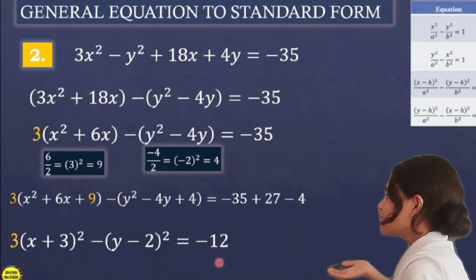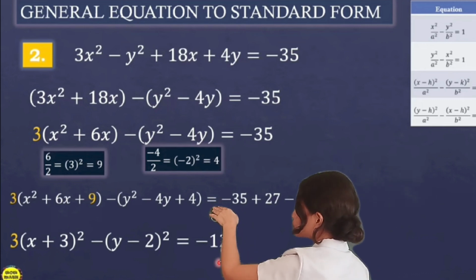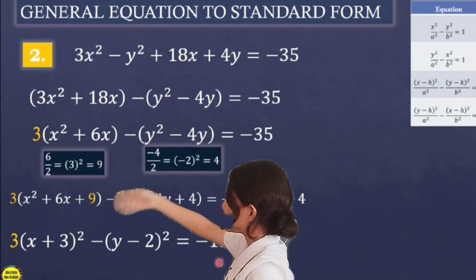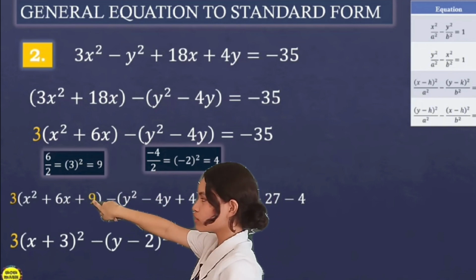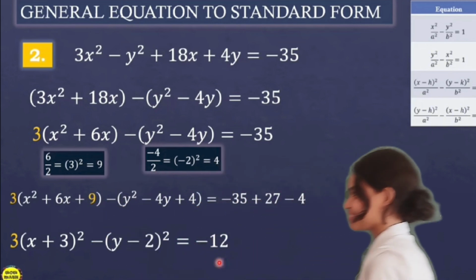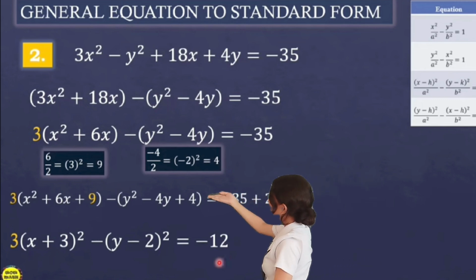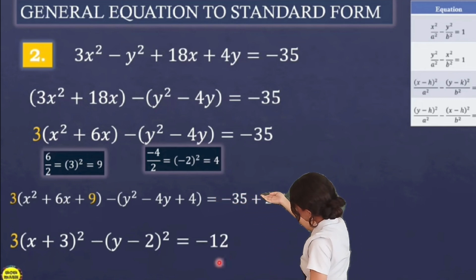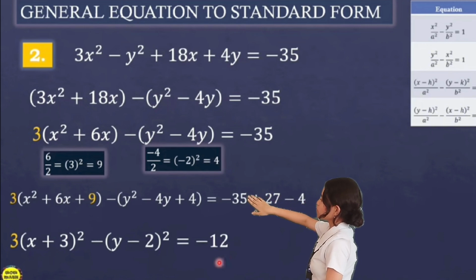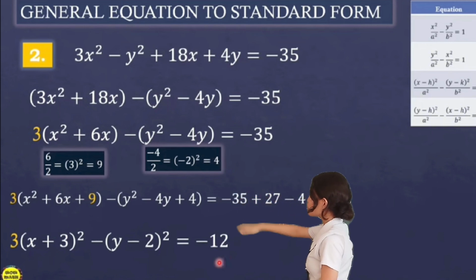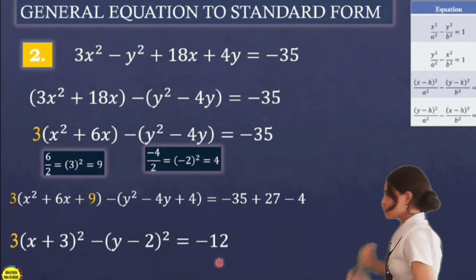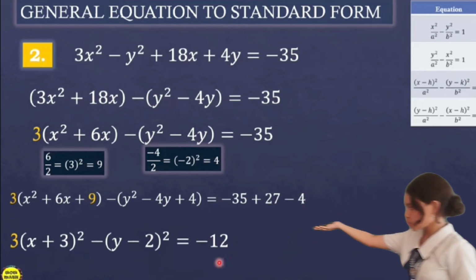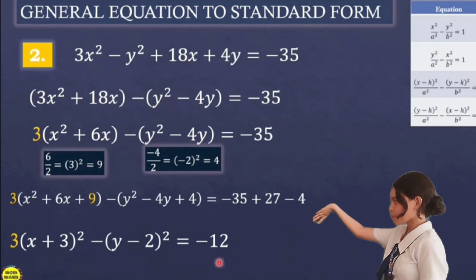Now, since we added new numbers on one side, we're also going to add the numbers to the other side. So to sum all of this up, we're just going to find the sum of this. So negative 35 plus 27 minus 4 is equal to negative 12. So now we already have this. We can turn this into a standard formula.